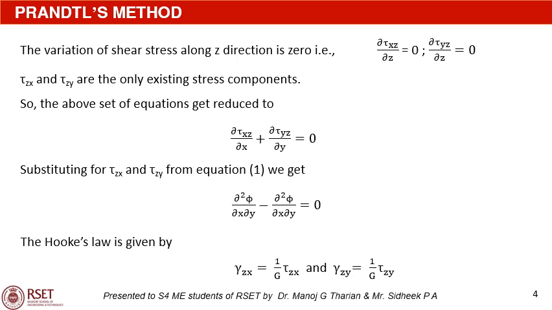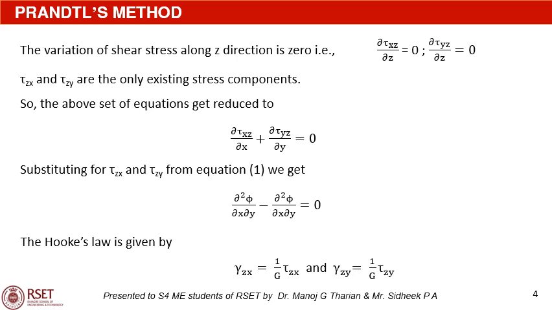Substituting for tau zx and tau zy from equation 1, we get ∂²phi/∂x∂y minus ∂²phi/∂x∂y equal to 0. This implies that all the equilibrium equations are satisfied by Prandtl's stress function.